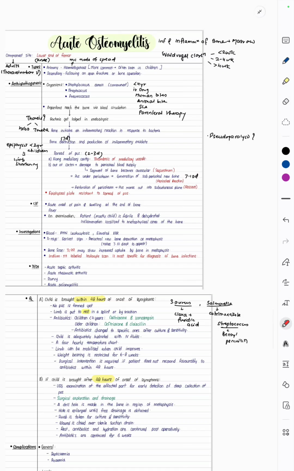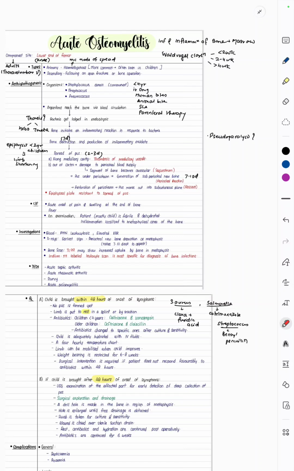Next, about the infections of the bone. So in infections of the bone, there is going to be osteomyelitis. So acute osteomyelitis, the most common site is around the knee joint. It is the lower end of the femur and the upper end of the tibia. In adults, it is going to be the thoracolumbar vertebra. And the most common spread and the primary cause for acute osteomyelitis is going to be hematogenous spread. What is acute osteomyelitis? It is nothing but infection and inflammation of the bone along with bone marrow.